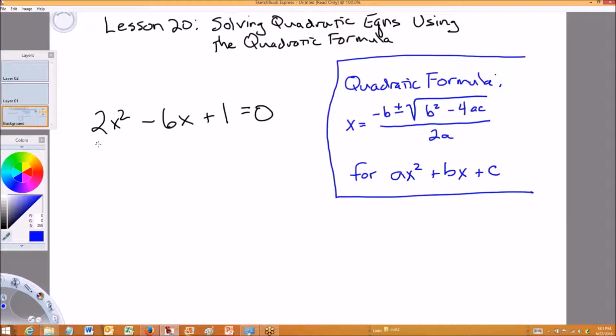Okay, let's go ahead and solve this now using the quadratic formula. So A is a positive 2, B is a negative 6, and C is a positive 1. So let's go ahead and write out the quadratic formula now. First, I'm going to make myself a little more room here.